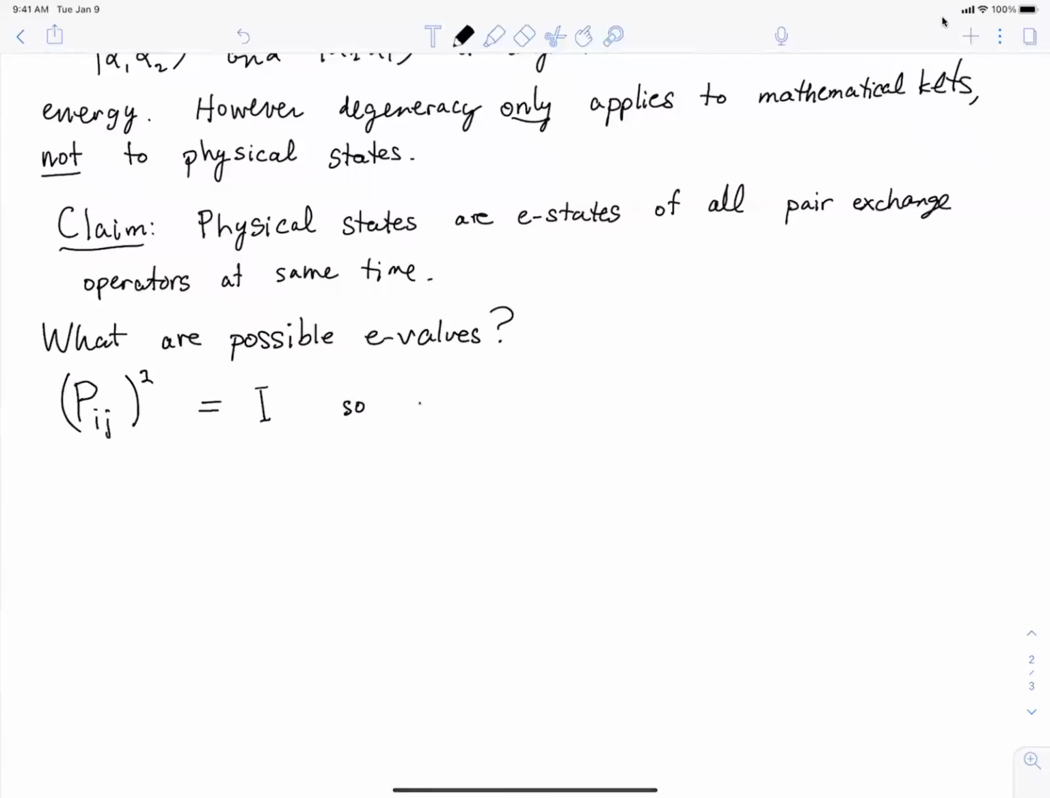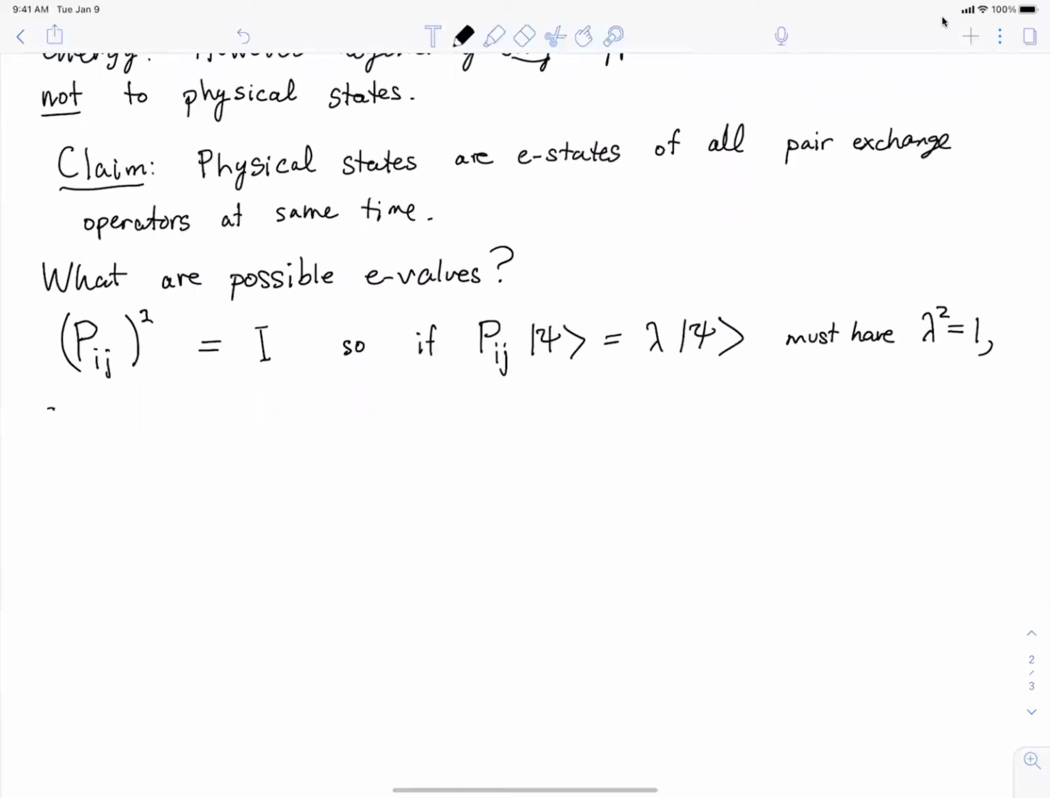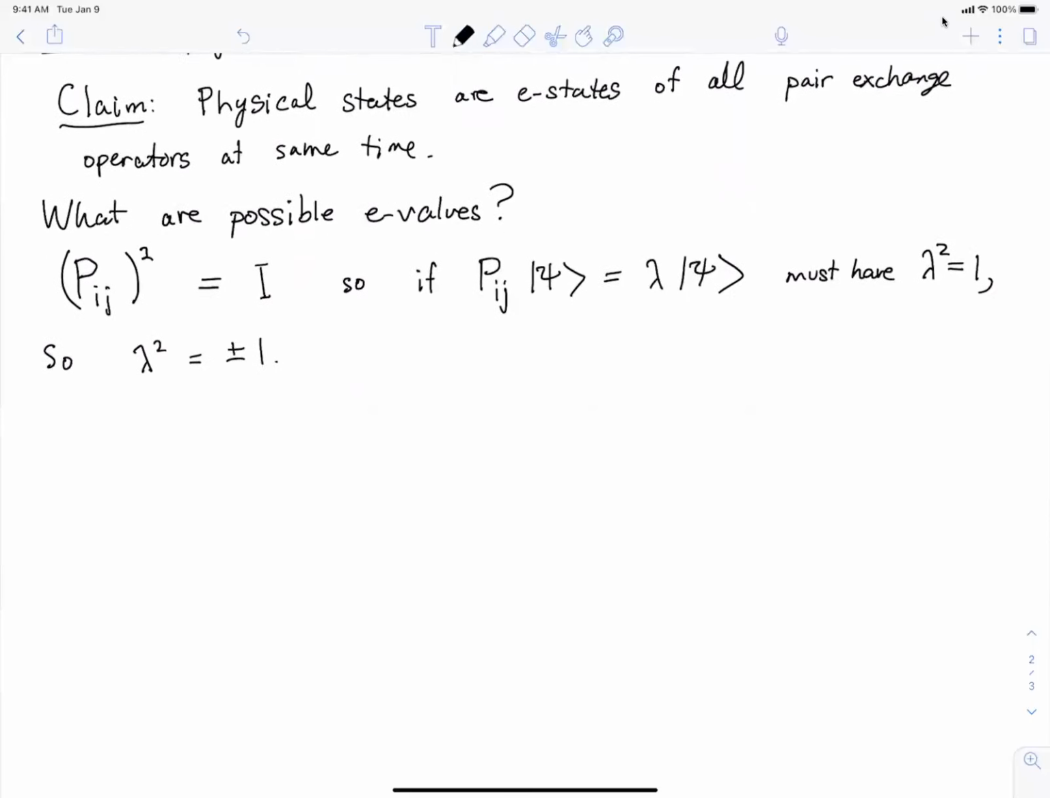And so if I claim I've got an eigenstate psi of a pair exchange operator with eigenvalue lambda, if I just take that equation and act with P_ij on it again, I get lambda squared, which has to be the same state. So I must have lambda squared equals 1. Okay, notice it's not lambda times lambda star. This is really lambda squared. And the only algebraic solution to that is lambda squared is plus or minus 1. So it can't be a phase like for a unitary operator. It's really plus or minus 1.